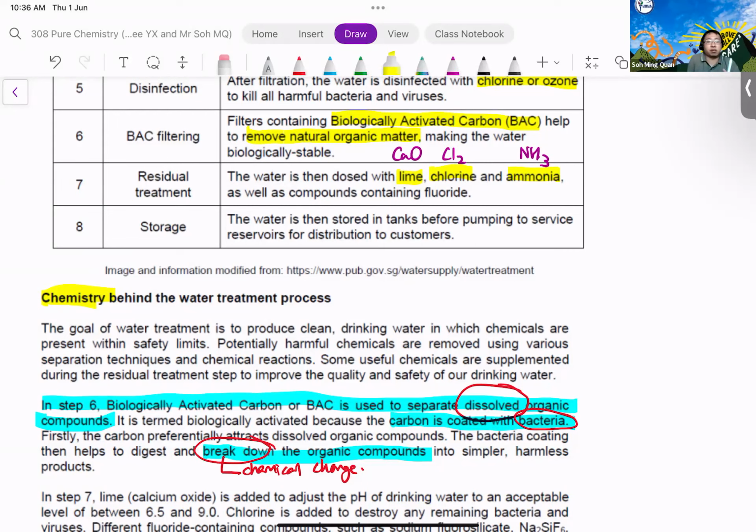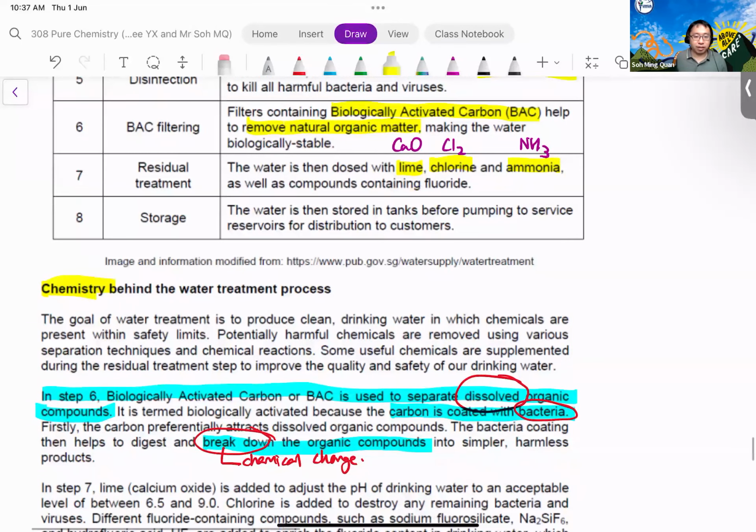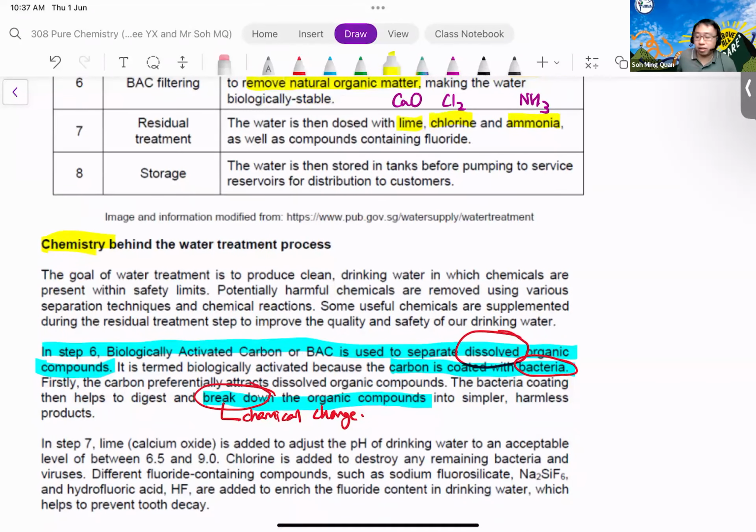BAC is used to separate dissolved organic compounds. Okay, the carbon is coated with bacteria. It breaks down the organic compounds. Do you see that this is how you basically do a summary in English as well? It's the same concept. You look for the main points. Okay? And in fact, what I've highlighted in blue is the answer to part B.